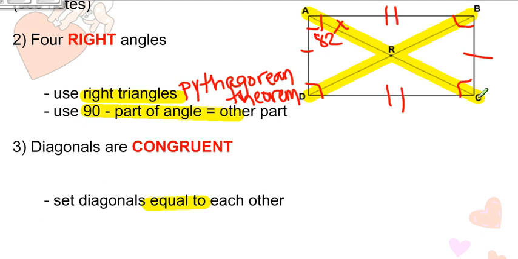So from A to R and R to C, those are bisected still. So they're equal, but they're also going to equal DR and RB. So all of those parts in their diagonals are going to be equal. And all we have to know there is that we just set them equal to each other. Just like sides, the only thing we can do there is set them equal.